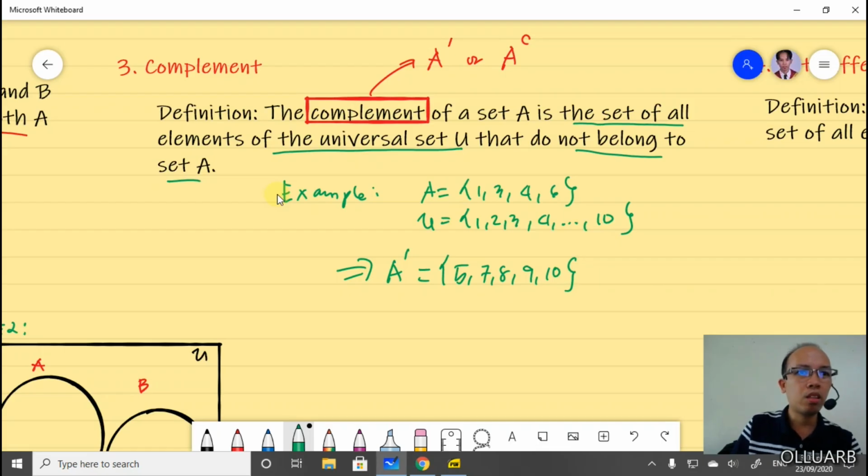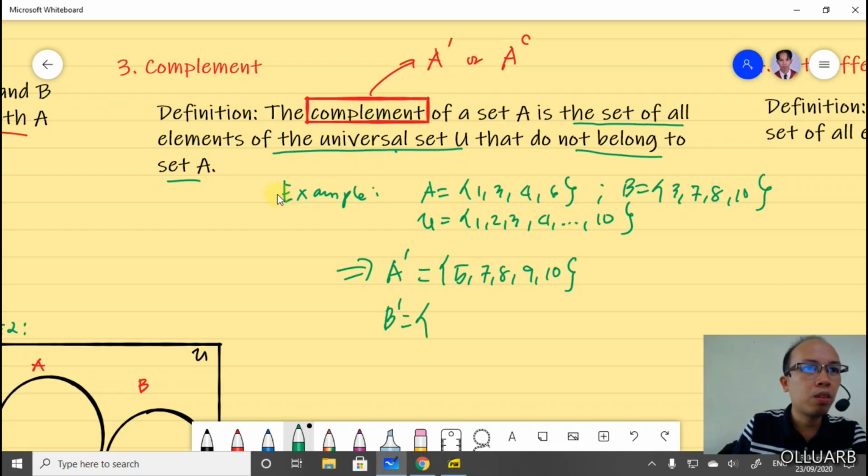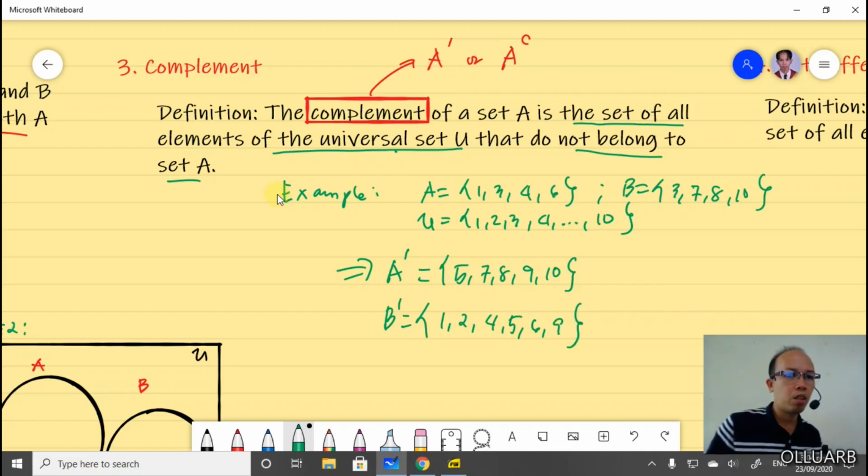If you have another set like set B, which is 3, 7, 8, and 10, then our B prime is the set of all elements in the universal set that do not belong to set B. So the answer is 1, since 1 is not an element of B, then 2 also, 3 is here, 4, 5, 6, 7, 8, 9. So that will be our complement.